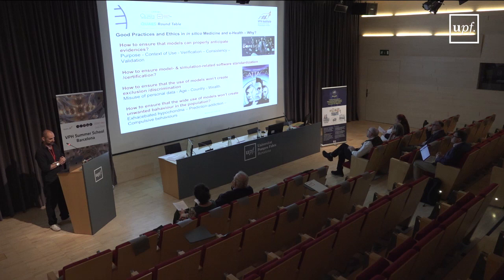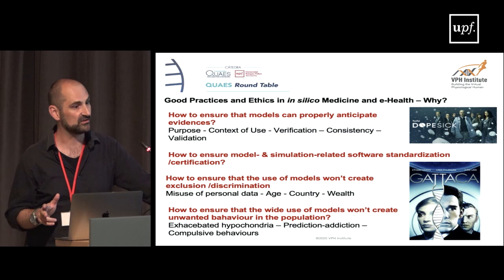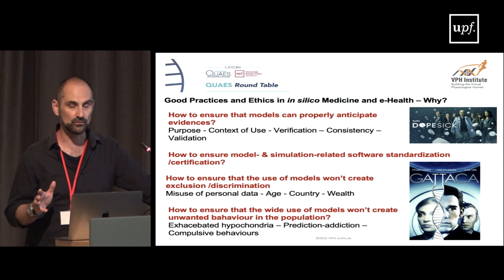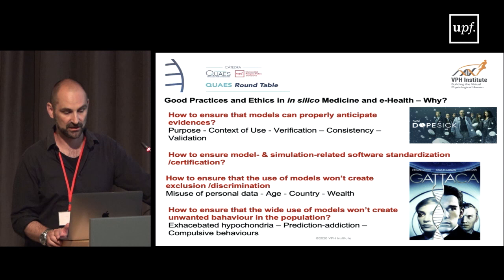The most obvious one, linked to technology, is how to ensure that models can properly anticipate evidences. During this summer school, we had very nice presentations that already highlighted the importance to define a purpose, a specific context of use, then to have a proper exercise of verification, consistency of the models, and validation. We have not discussed how a validation should be exactly implemented, because there are certainly a lot of nuances that will depend on the technology and the degree of complexity of a model. But certainly there is direct validation, indirect validation, and all should be validation, to ensure a proper anticipation of evidences according to a specific purpose and context of use.